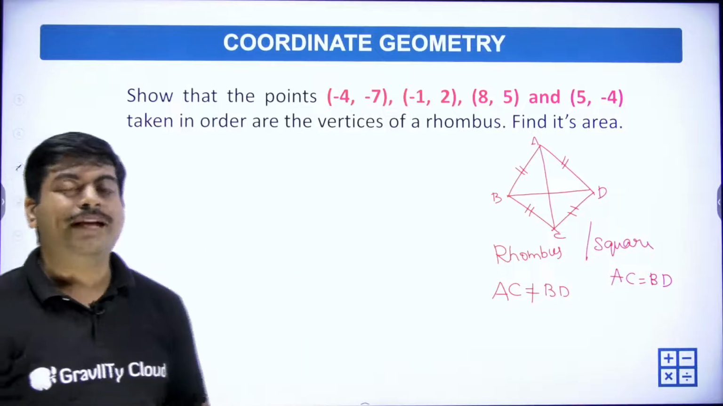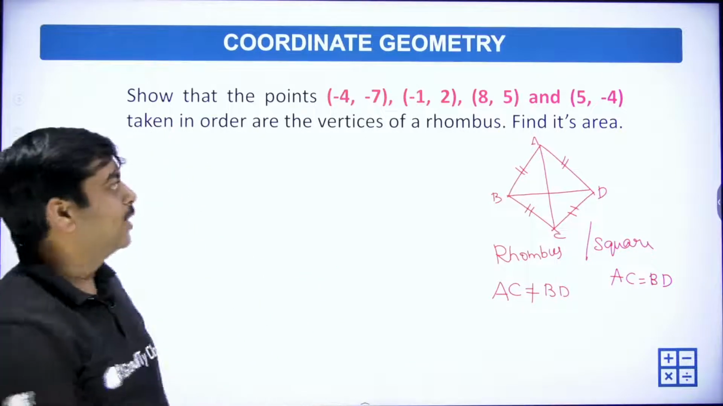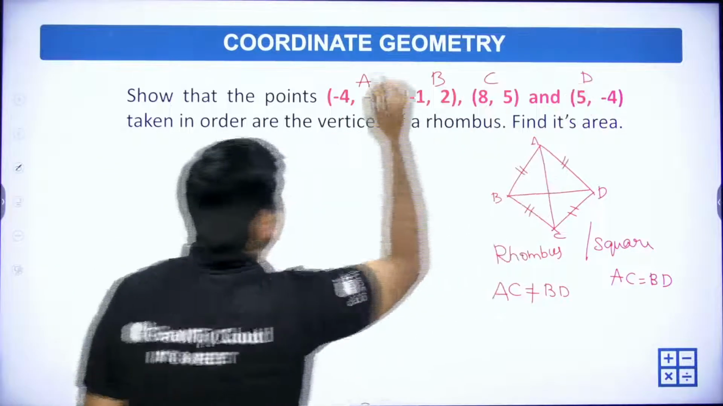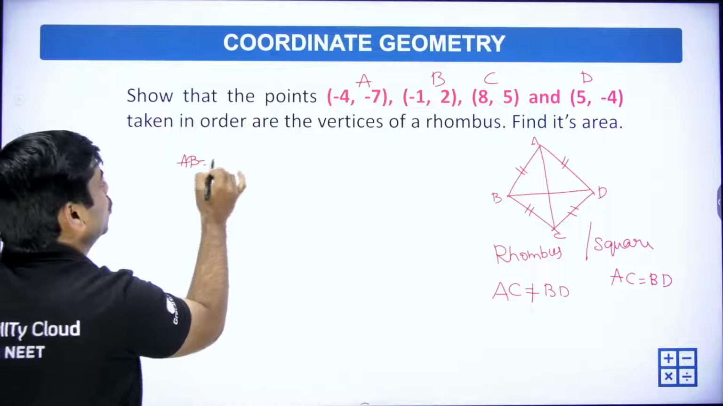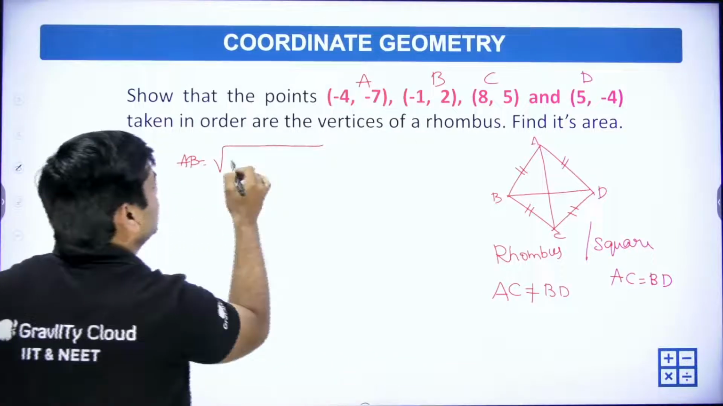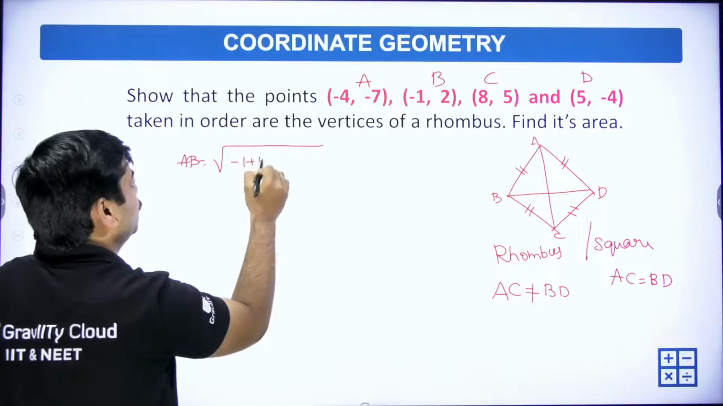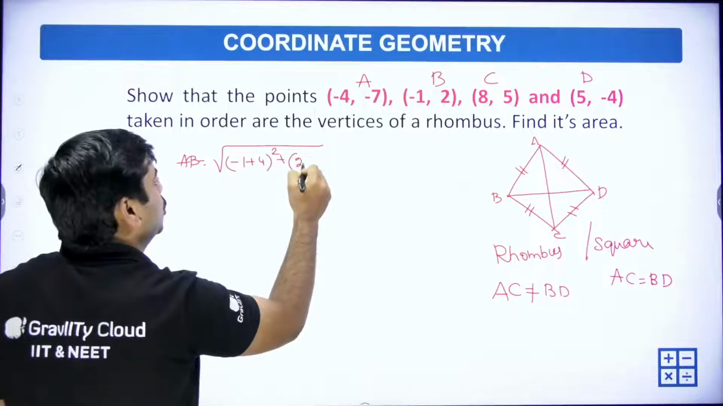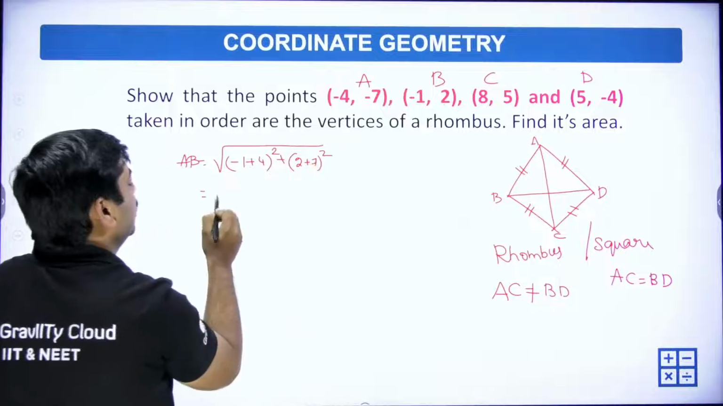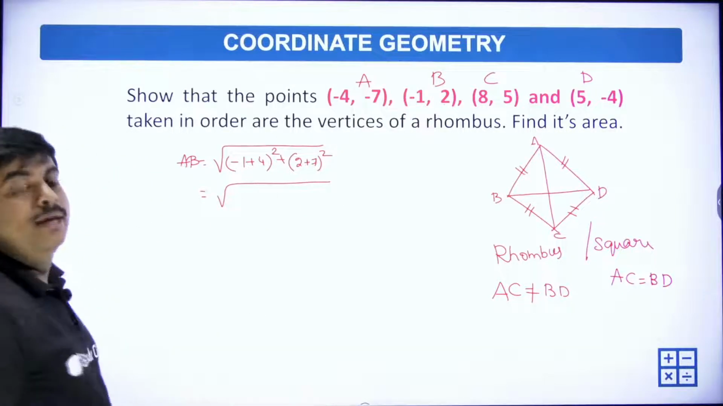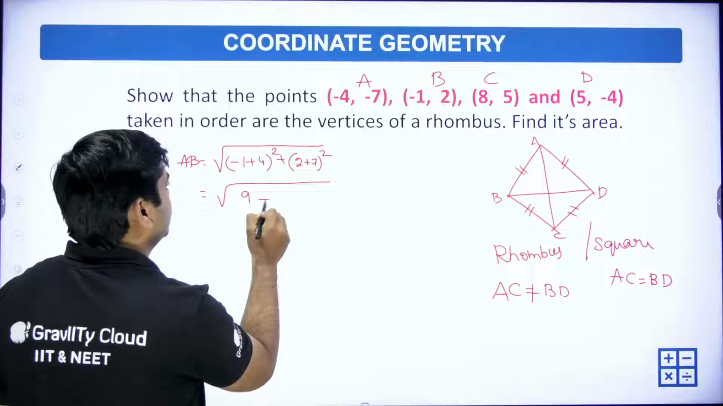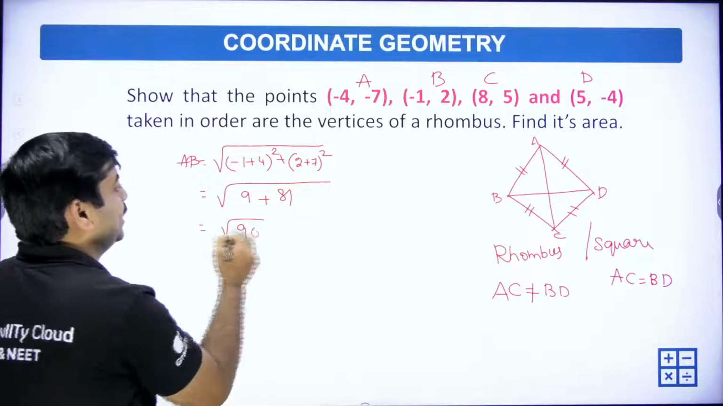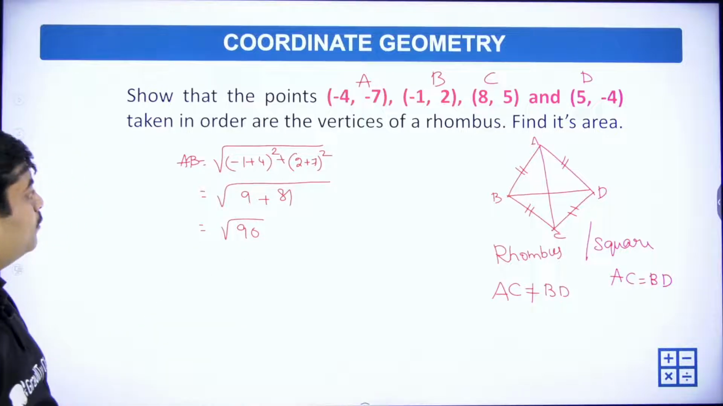Okay, but in a rhombus, these are not equal. The first thing we need to make sure of is that all the sides are equal. So let's try to find all the sides first of all. A, B, C, D. So what is AB? Root over (x2 minus x1) whole square, 1 minus of minus 4 is plus 4... whole square, plus 2 minus of minus 7, so 2 plus 7 whole square. That will give you 4 minus 1 is 3. 3 square is 9 plus 7 plus 2 is 9. 9 square is 81. So that will give you root over 90. One second, please check that.